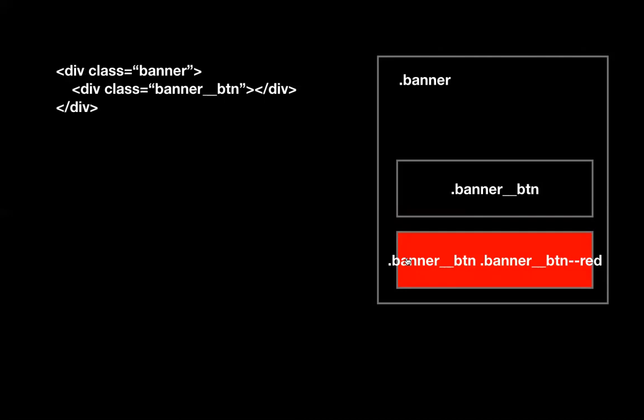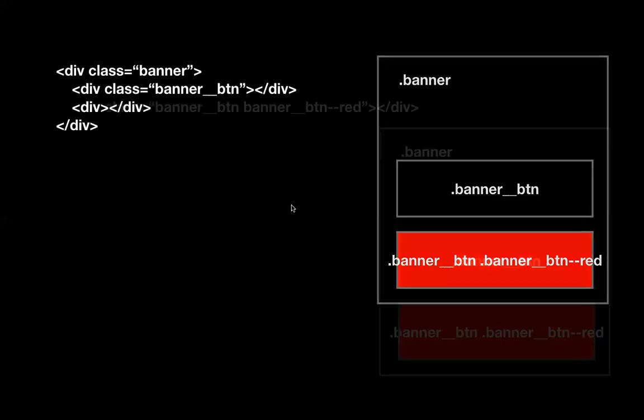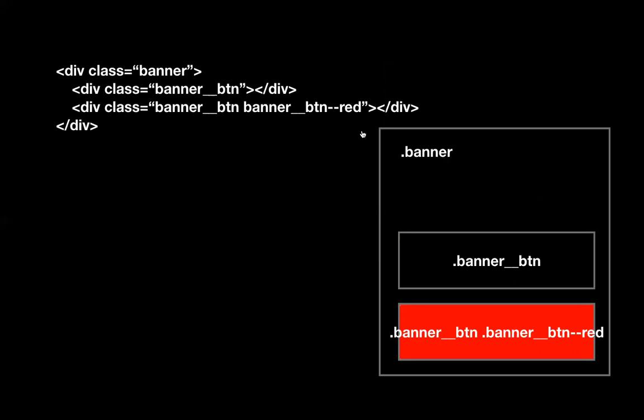So now for the red button, we have another div. And the class for that, I moved this design down so we could have more room. It would be the standard button plus the banner underscore button dash dash red. It indicates, it modifies the standard button. So really simple, BEM is really simple. And as I said at the beginning of this lecture, it's also easily overlooked.